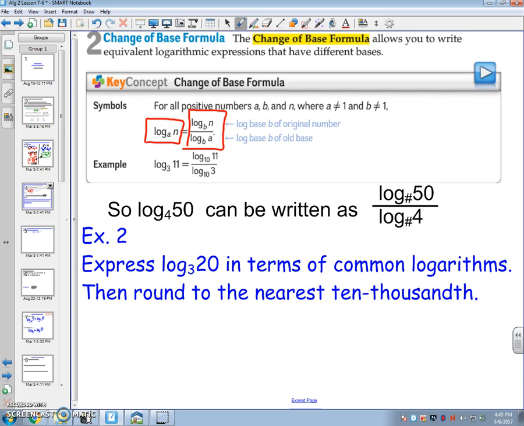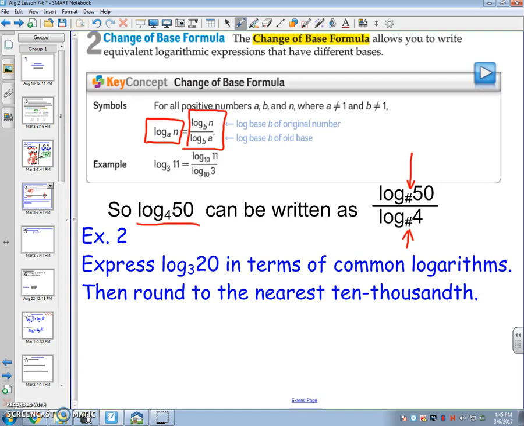other base in between. So here's my quick example. Log base 4 of 50 is the same thing as log base something of 50 divided by log base something of 4. Anything can go in that number spot. It could be a 10 if it's common logarithms. It could be a 37. It could be pi. It could be any number you want.